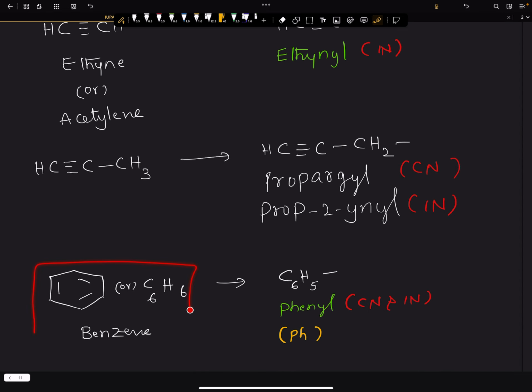This is called benzene. When one hydrogen is removed from benzene, it gives phenyl, which is both common name as well as IUPAC name. The presence of a phenyl group in a molecule is sometimes represented by simply writing Ph.